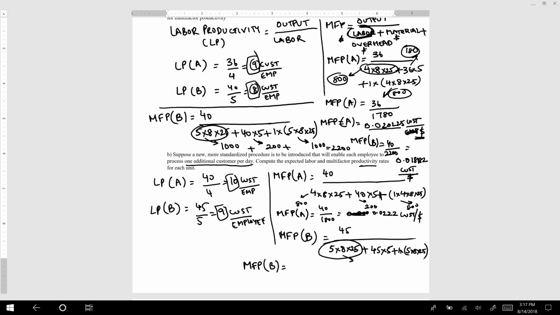So if you calculate this, you should get 1000, this is 225, and this is 1000. So when you add these, you will get 2225. So our multi-factor productivity would be 45 divided by 2225, which is 0.020225 customer per dollar. So again, for every $1 available, you will be able to process 0.020225.